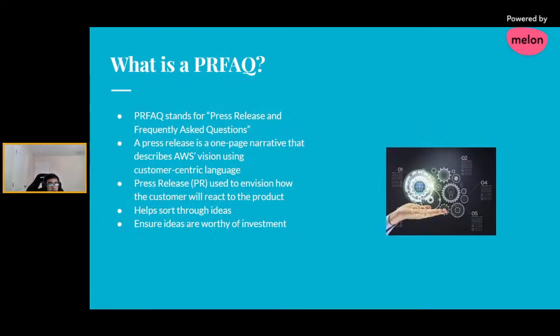Okay, we're going to be talking about what is a PRFAQ now. So PRFAQ stands for Press Release and Frequently Asked Questions. A press release is a one-page narrative that describes AWS's vision using customer-centric language. And the press release, or PR, is used to envision how the customer is actually going to react to the product. It helps to sort through ideas and ensure that ideas are worthy of investment.